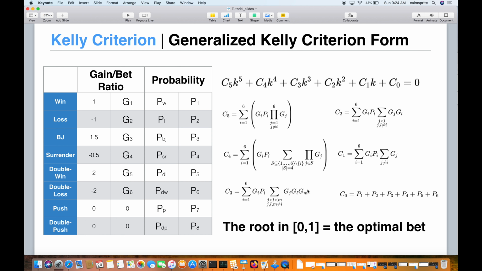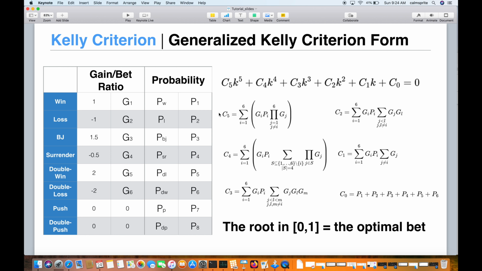The blackjack game is more complicated than the above 2 scenarios. The left table lists all the 8 outcomes of the game. For one scenario, the G1 is 1. The winning probability is P_W, let's call it P1, for easier representation of analysis. And we define G2 and P2 all the way to G6 and P6 for outcomes of lost, BJ, surrender, double win, double loss. Note that push and double push are not in the equation.